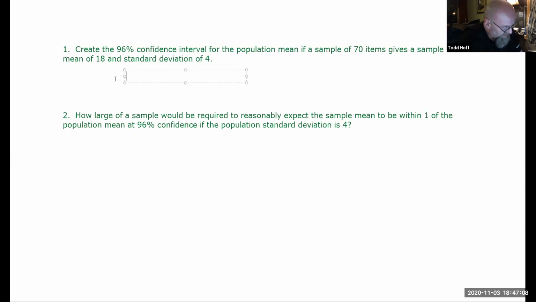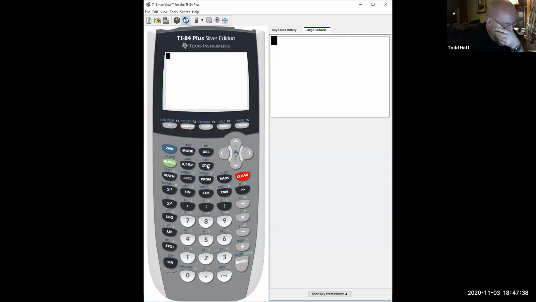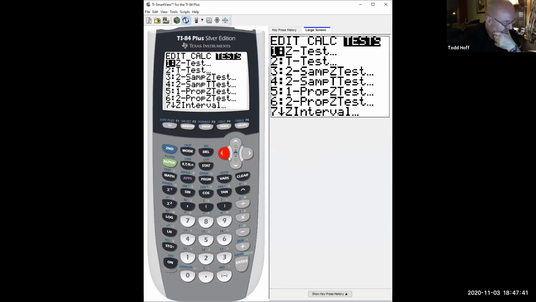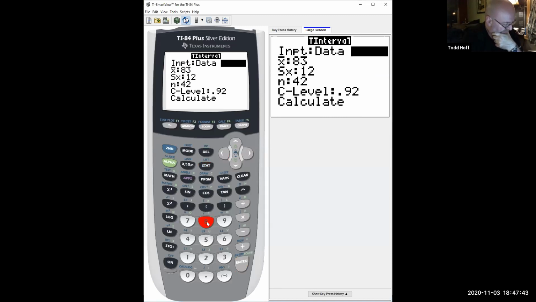So for number one, create the 96% confidence interval for the population mean if a sample of 70 items gives a sample mean of 18 and a standard deviation of 4. This is saying the sample gives a mean of 18 and a standard deviation of 4, which means that that standard deviation is for the sample. So we're going to be using a t interval. So we're stat, tests. Option 8 is t interval.